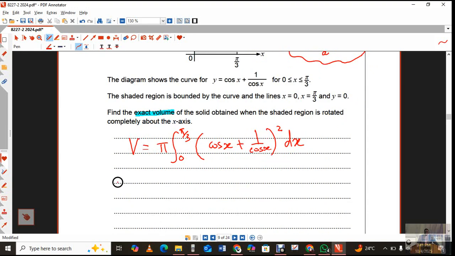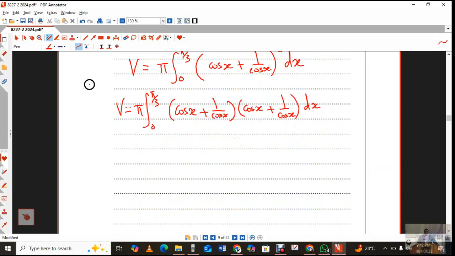Now this is the same as cos x plus 1 over cos x times cos x plus 1 over cos x dx. Now we're going to multiply and distribute, okay? So V equals pi from 0 to pi over 3.